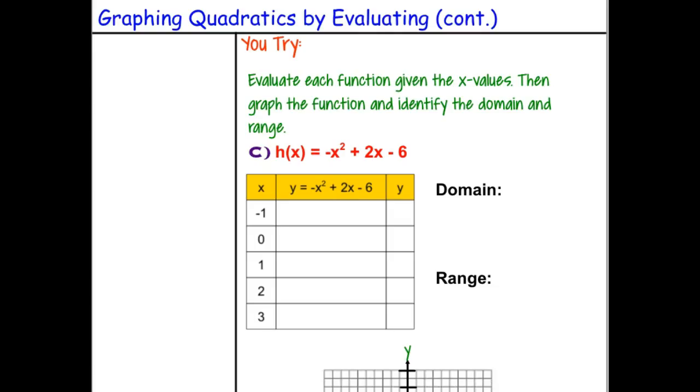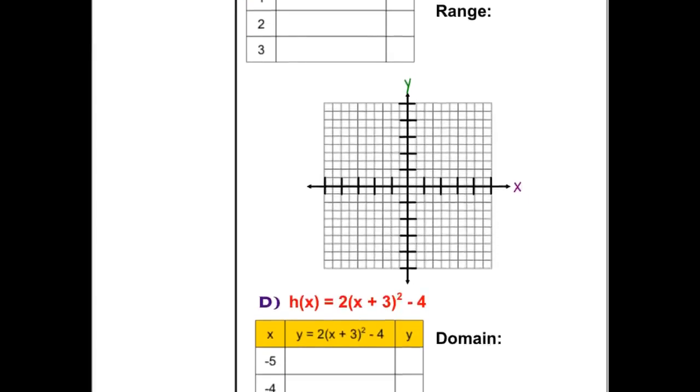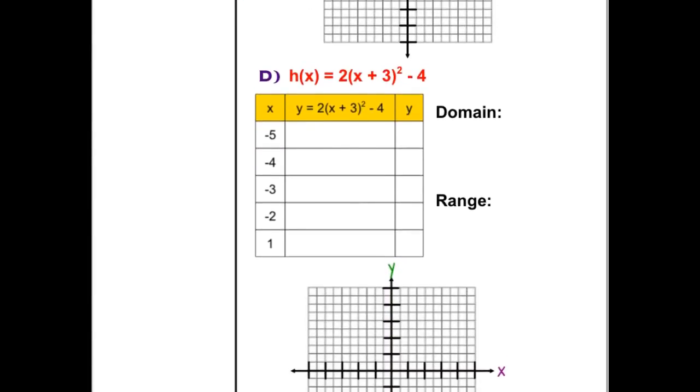So now what you need to do is you need to try this example, negative x squared plus 2x minus 6, with the points I've given you. Graph it and find the domain and range. And then one where now we got the 2 out front, so it's a little bit different. And plug in your points, graph it. If you don't get a parabola, then chances are you put something wrong into the function.